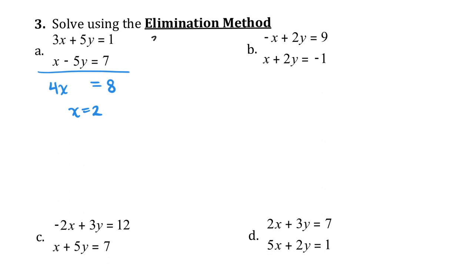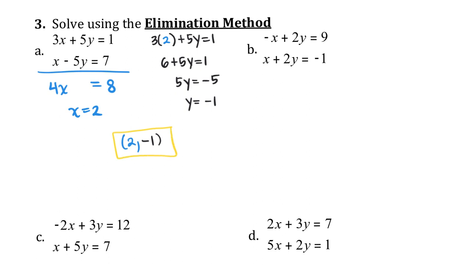Okay, so 3x plus 5y equals 1. Where the x is, I'm plugging in 2 because I just got that answer. So I have 3 times 2, 6, plus 5y equals 1. I'm going to subtract the 6. 5y equals -5. Divide by 5. y equals -1. So my answer is 2, -1. And make sure you always solve for the x and the y.